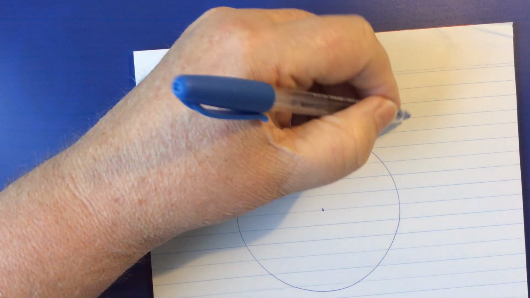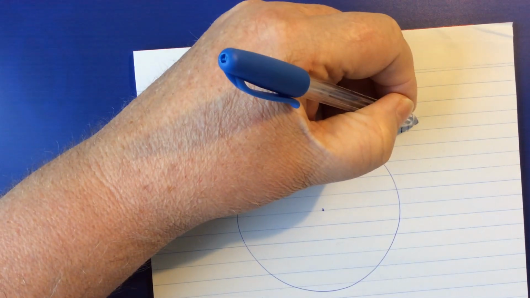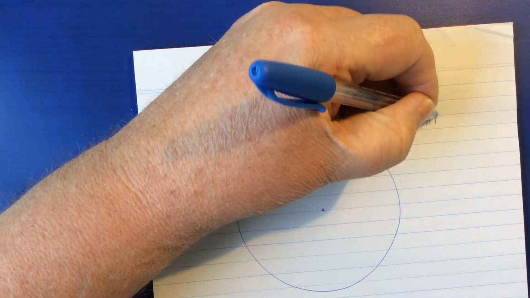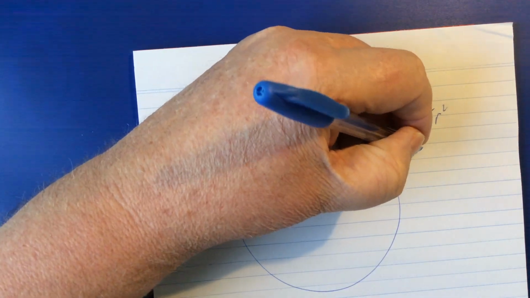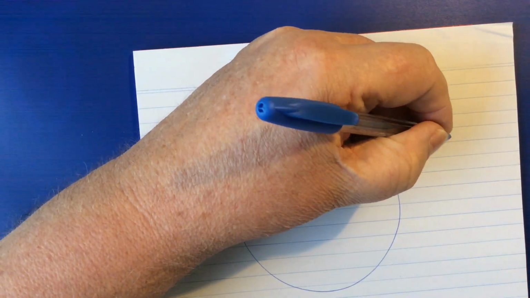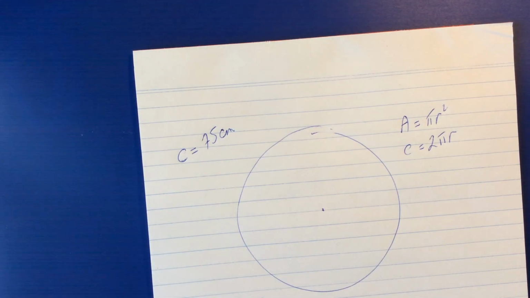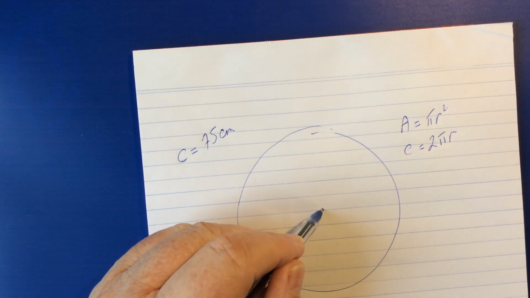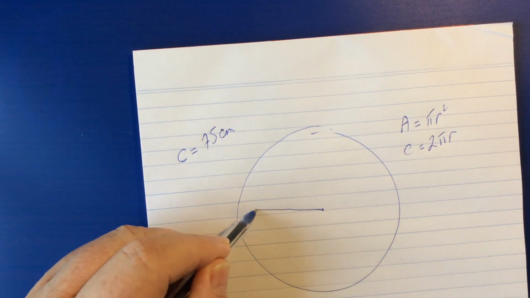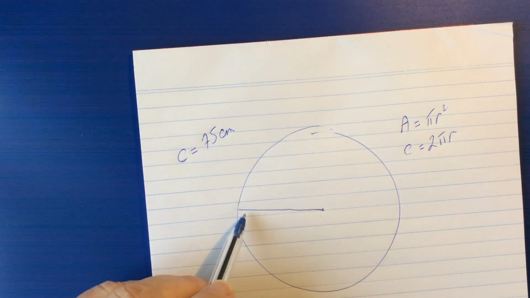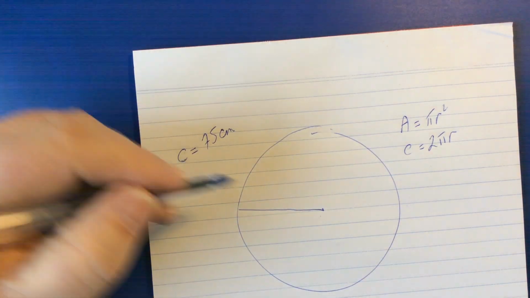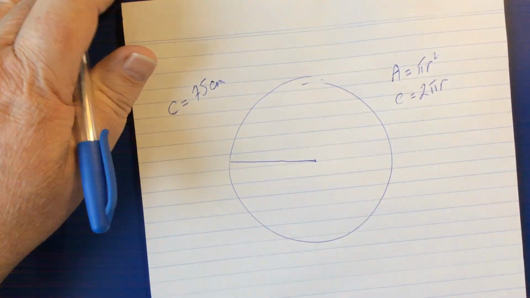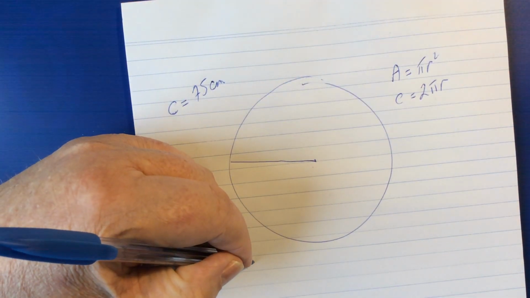Now, area is going to equal pi r squared. What we know is that circumference is 2 pi r. At the moment, what we don't know, apart from the area, is what the radius of this thing is. But we can work that out. So, let's just do a little bit of work down here.